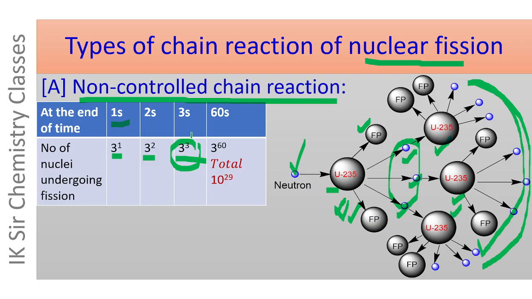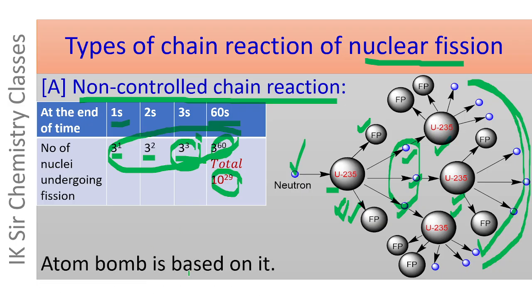And imagine what about in 60 seconds, the number will be 3 to the power 60. And on adding all these numbers, we get 10 to the power 29. It means 10 to the power 29 nuclei of U-235 will undergo nuclear fission, and accordingly an enormous amount of energy will be released, and such a situation will be called nuclear explosion. And therefore the atom bomb is based on non-controlled chain reaction of nuclear fission.